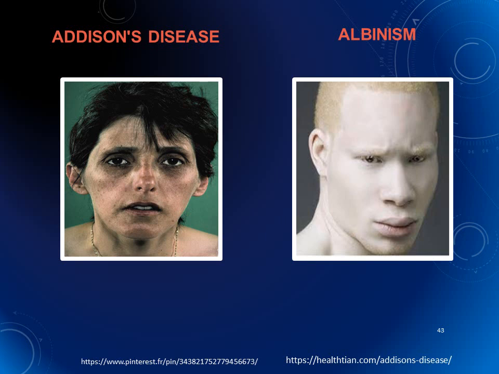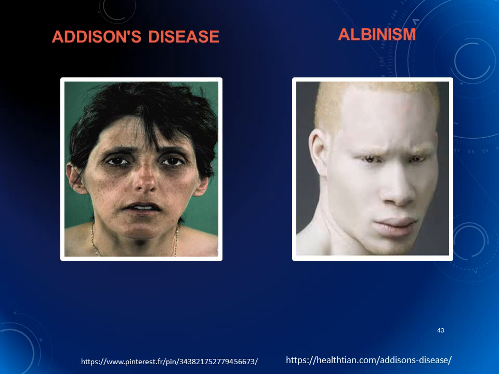The first example is Addison disease. It manifests by diffuse skin hyperpigmentation, except palms and soles. Addison disease, also called adrenal insufficiency, is characterized by decreased cortisol and aldosterone.